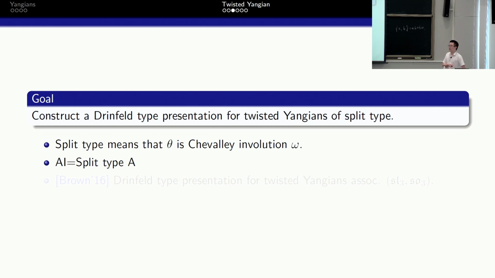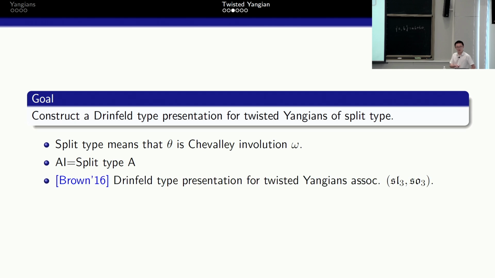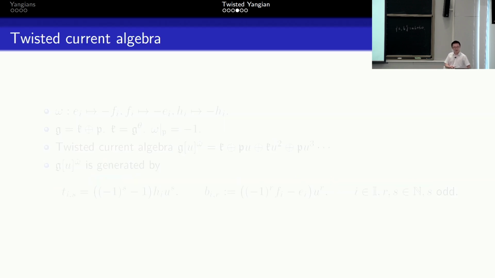And the split type is the part which we have finished. Before our work, Jonathan Brown obtained some kind of presentation for the lower rank cases. His approach is by brute force, and the presentation he obtained is also very complicated. Our approach is independent of his. Also, his approach is hard to generalize to higher rank.